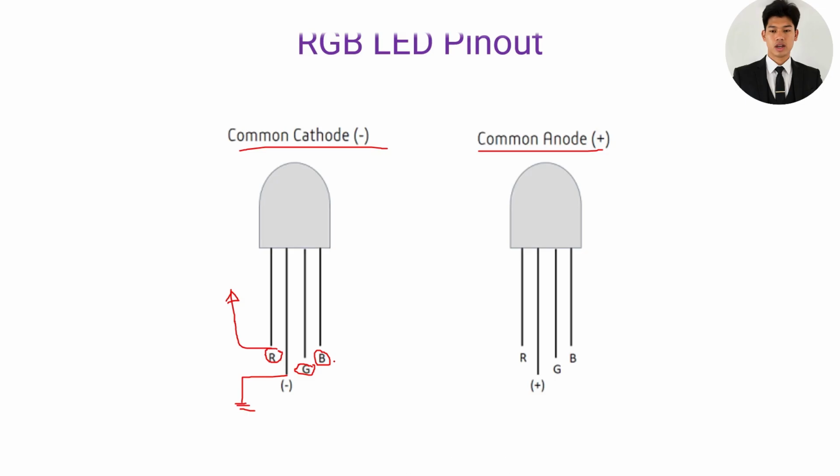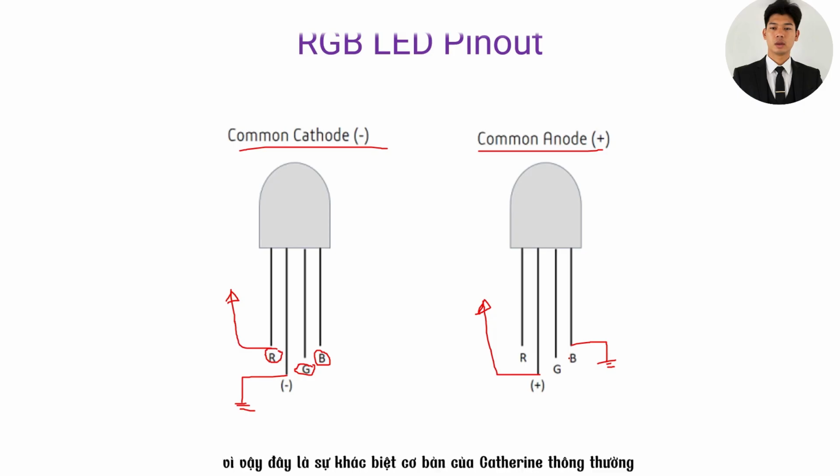Green and blue. The alternate is true for this common anode. That means we need to provide positive supply at the common terminal for common anode and provide ground for the R, G and B terminals. So this is the basic difference of common cathode and common anode. Now the voltage we provide, that is the value we provide for red, green and blue, will combine themselves and make a color.